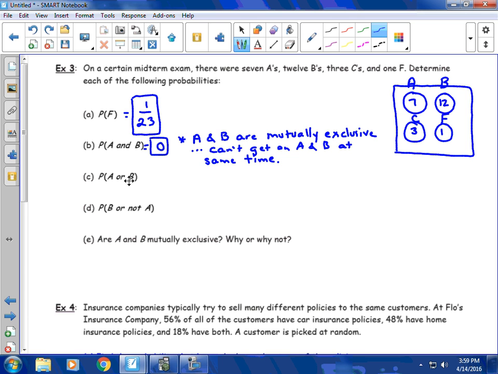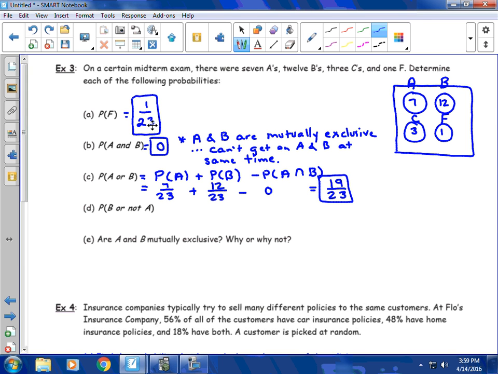However, it is possible to get A or B. Let's use the addition rule. Probability of A plus the probability of B minus the probability of A and B. The probability you get an A is 7 out of 23, plus the probability you get a B is 12 out of 23. We just said the probability of getting an A and a B together is 0. So in the end, it comes out to be 19 out of 23. So in this case, I can just add the probability of A and the probability of B because there's no overlap.